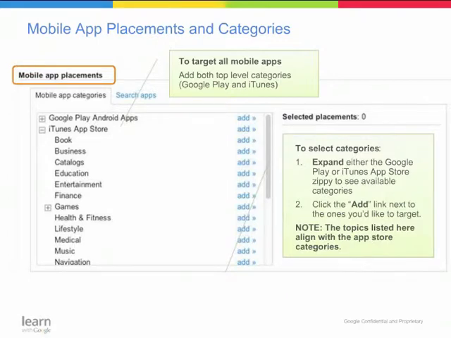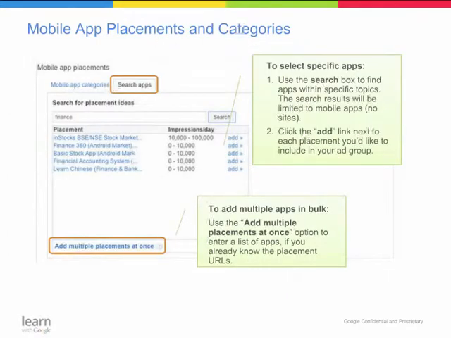Further on, you can also select specific apps. So use the search box to find apps within specific topics. The search results will be limited to mobile apps, no sites. Click the Add link next to each placement you'd like to include in your ad group. To add multiple apps in bulk, use the Add multiple placements at once option to enter a list of apps if you already know the placement URLs.